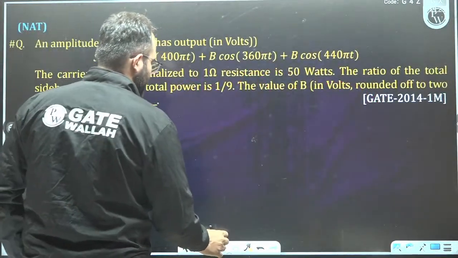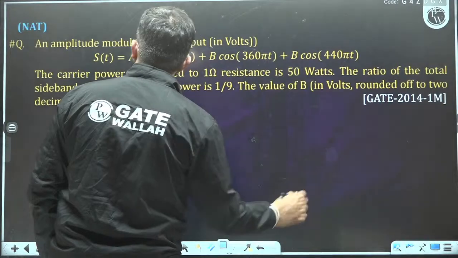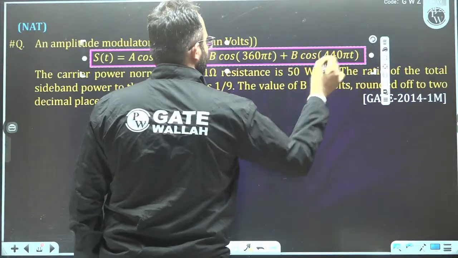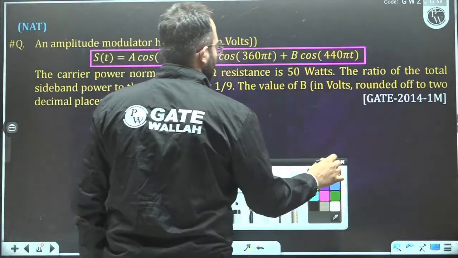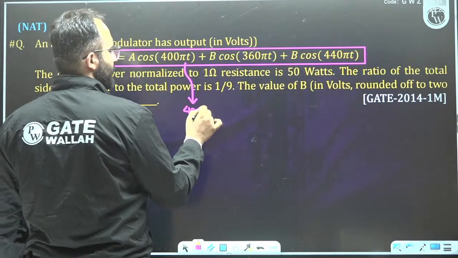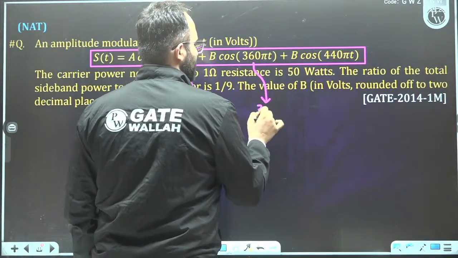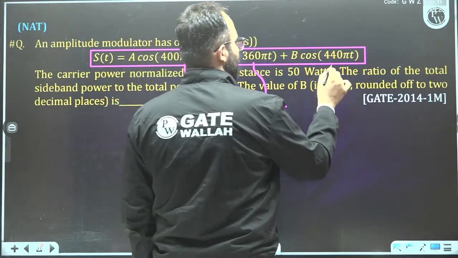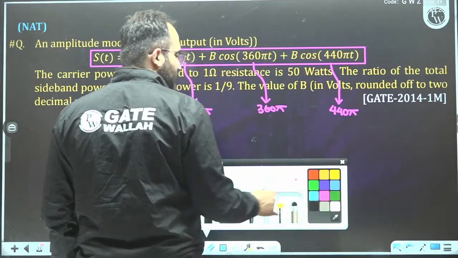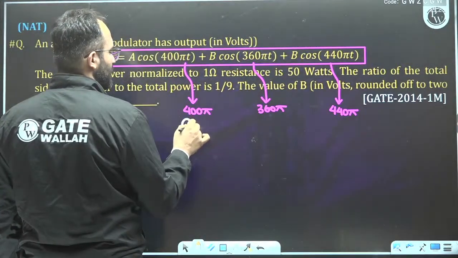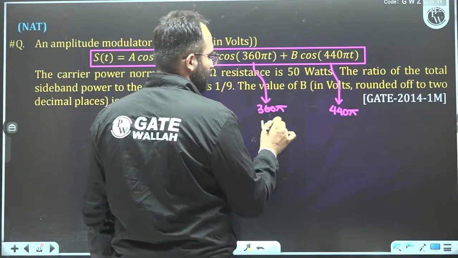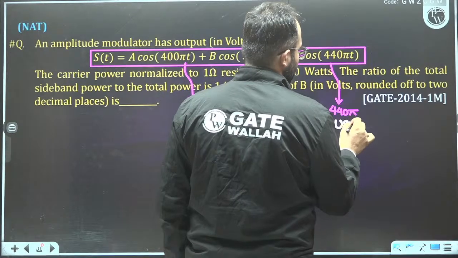Now let's see this question. This is a very simple question of AM. An amplitude modulation has the output of this much. Now here we can see that we have three frequencies. One is at 400 pi, one is at 360 pi, and another is at 440 pi. So this will be the carrier, because this is the center frequency. This will be the lower sideband, and this will be the upper sideband.